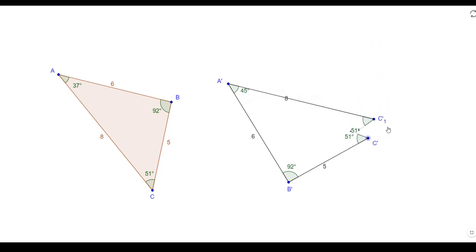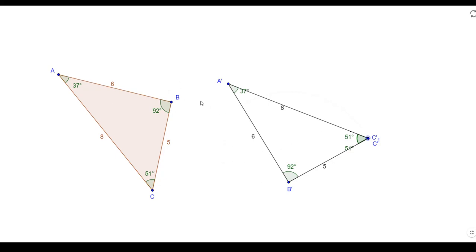This could be a little tricky. See if I get it here on this first try. And there we go. It's pretty close. So I still have the three sides are copies of each other. So all three corresponding sides are congruent.